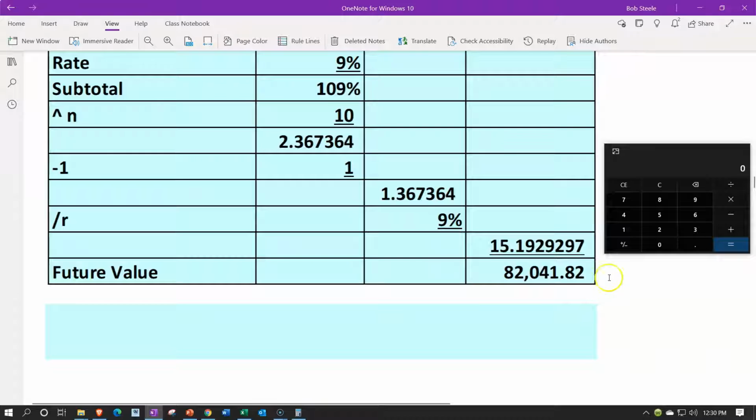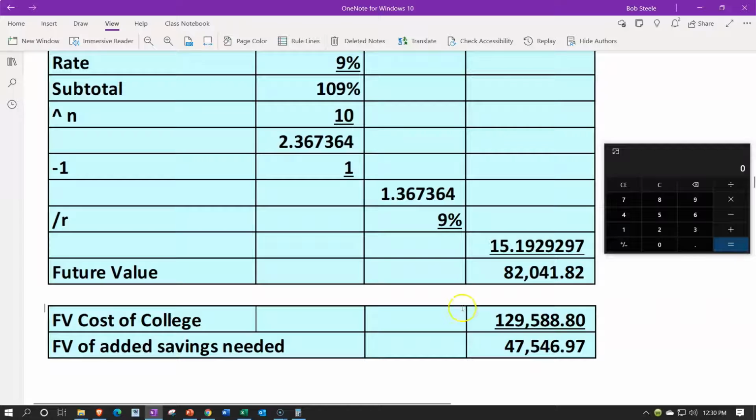82,041.82. So this is where we're going to be as of the point in time that we're going to have to start spending this money. And so if we compare that to what we present valued the 4 payments of the college to the point in time that the college starts at the 129,588.80, we're short. The 129,588.80 minus the 82,041.82 means we need another 47,546.97 to meet our goal, and we have 5 years to get there.